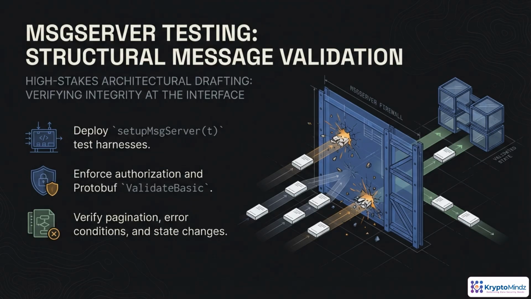Msgserver tests are where you prove your module's interface is actually safe to use. Start by spinning up a realistic test harness with something like setup msgserver test. Treat it as your public firewall. Every message must either pass or be rejected loudly. Verify that your handlers enforce auth decisions. Then layer on protobuf ValidateBasic, so malformed payloads never hit state.